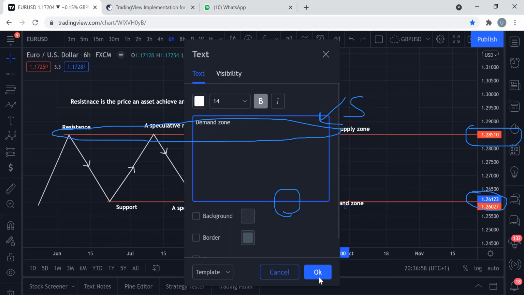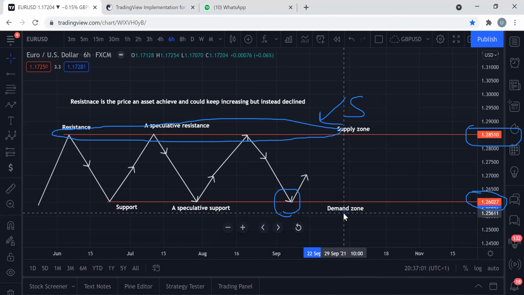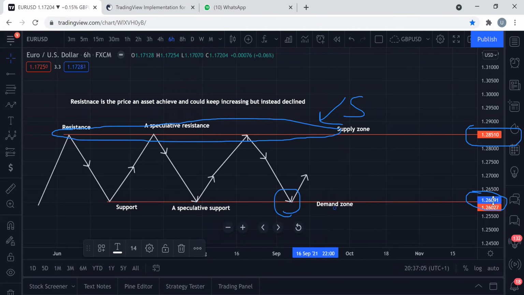So when we say zone, it means not a particular price, but a level, like a range of price. That means it may not get to this exact 1.2609 and it may pass it by a bit. You understand? So that's just to explain that the area where there are a lot of people wanting to sell is what we call a supply zone. An area where a lot of people want to buy, so we call what? Demand zone. So this is just what we mean by support and resistance.